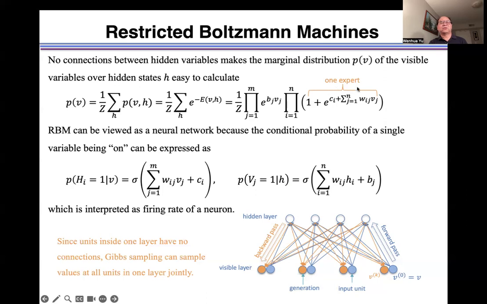multiple exponentials. An RBM can be viewed as a neural network because the conditional probability of a single variable being on can be expressed as a sigmoid function, which is interpreted as the firing rate of a neuron. Since units inside one layer have no connections, Gibbs sampling can sample values at all units in one layer jointly.